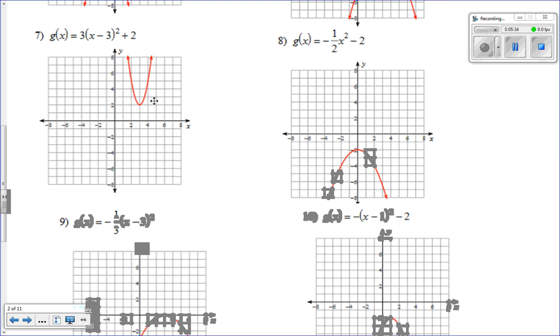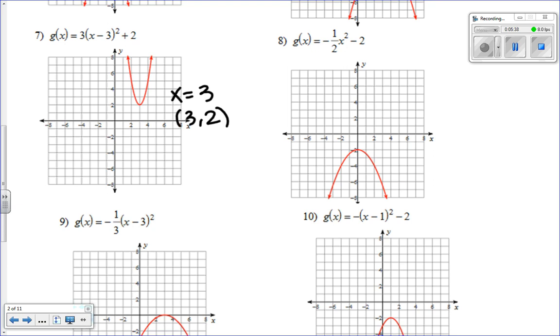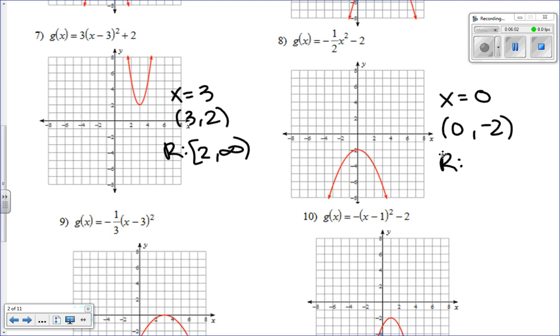Here, my axis of symmetry is at x equals 3. My vertex is at 3, 2. And my range goes from 2, because that's the bottom, all the way up to infinity. On number 8, your axis of symmetry is at x equals 0. Your vertex is at 0, negative 2. Your domain is negative infinity to positive infinity, but now your range goes from negative infinity all the way up to this negative 2. That's the maximum on my graph.